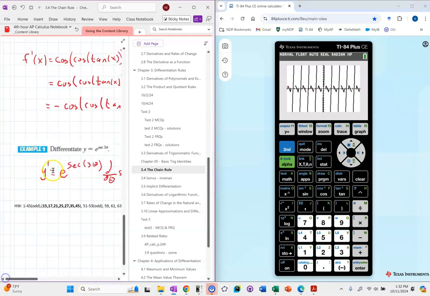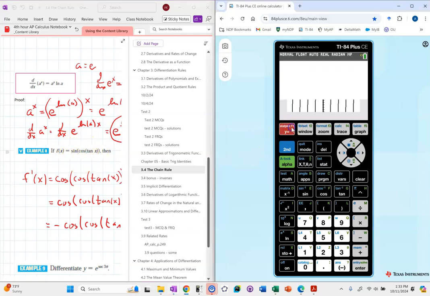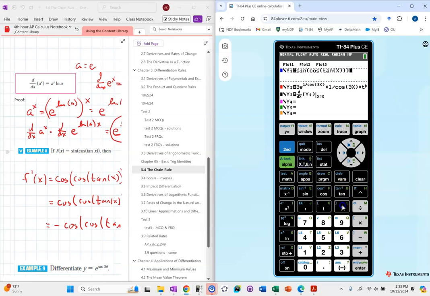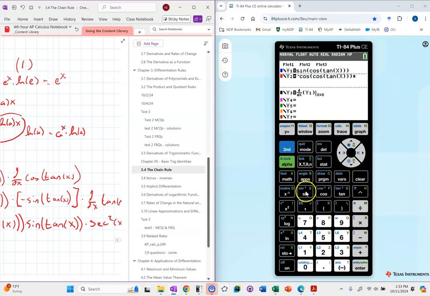Let's check another one, right? What if we did the second to last one? Sine of cosine of tangent of x. Here's the beautiful part. The y1, sine, cosine of tangent of x, I'll update that. And my answer, I'll update that. So it's negative cosine of tangent of x times sine of tangent of x, and then 1 over secant squared.